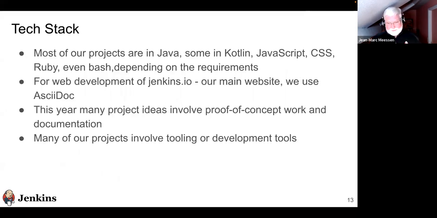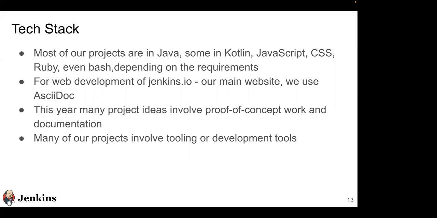Now to the more technical part, and I give the word to Chris, if you can give more details on the technical part and how to build the Jenkins muscle. Okay, sure. So I'm going to talk a bit about the tech stack we're using at Jenkins. Most of the projects are in Java, some in Kotlin, and for the website, it's mostly in JavaScript, CSS, and Ruby. Some projects have been in Bash. So it all depends on the requirements.